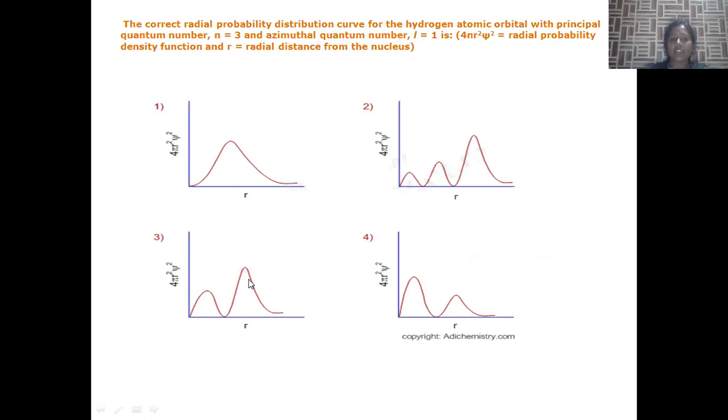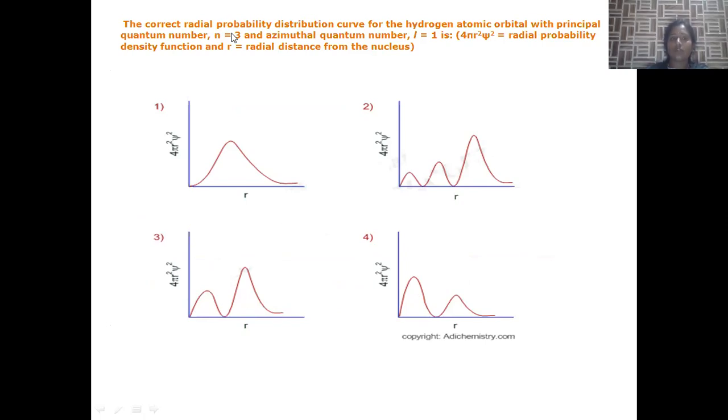The largest peak should be the second peak, far away from the nucleus. Here the largest peak is in the second position, while here the largest peak is in the first position. The second position is preferable over the first position. That's why option number 3 satisfies the given problem.